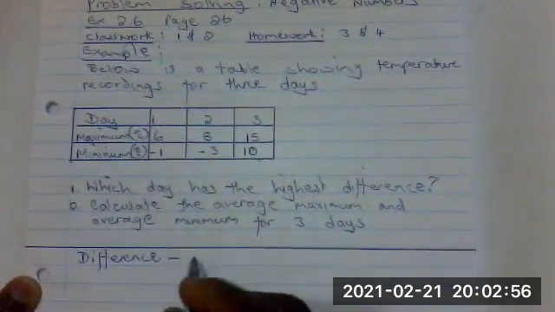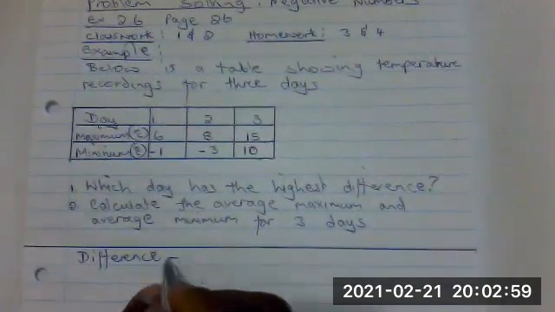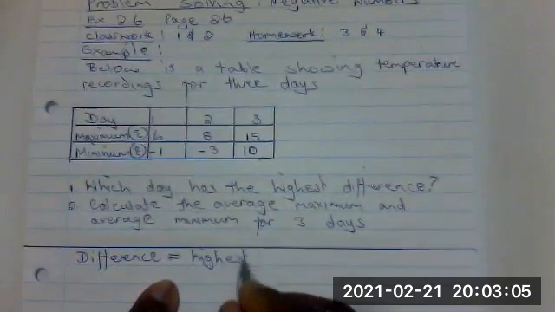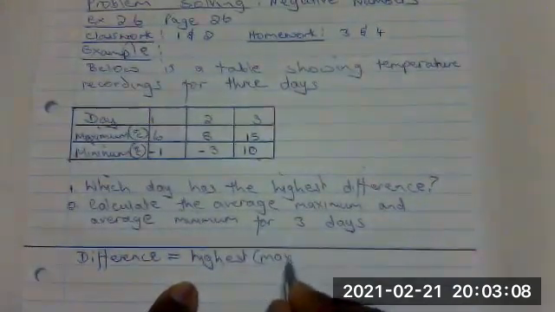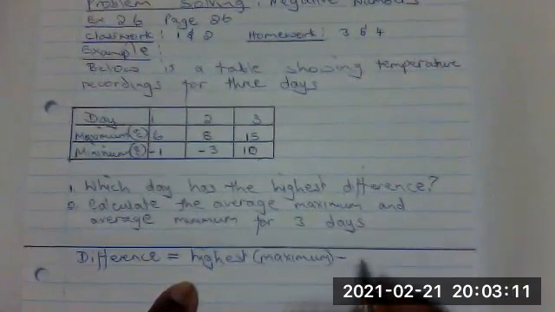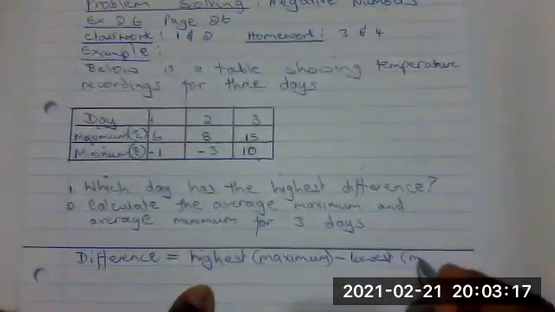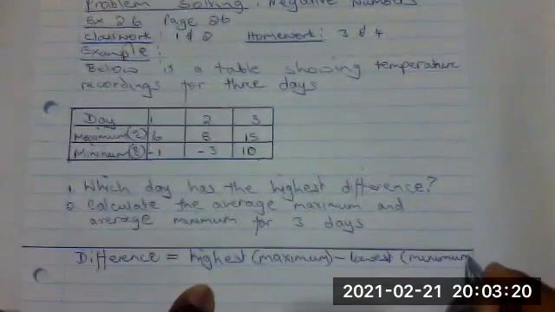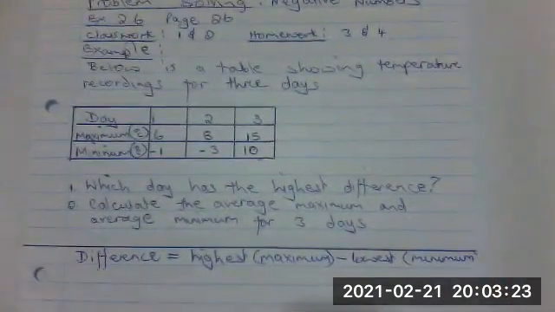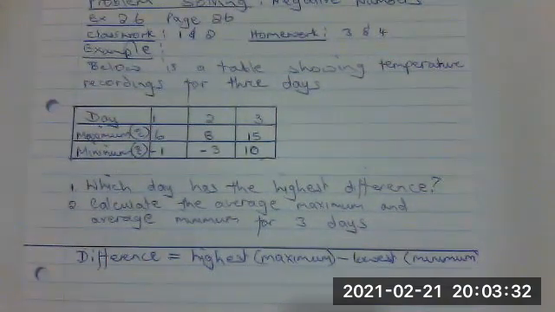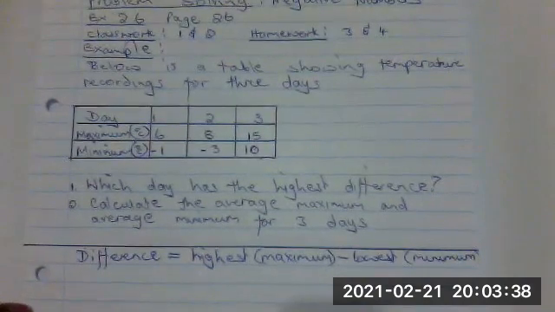Difference simply means you are to look at the highest number, or we can call it the maximum number, minus the lowest number, that's the minimum. This is the definition for difference. We're just looking at the highest number minus the lowest number. In other words, the maximum value minus the minimum value. That's the meaning of the word difference.